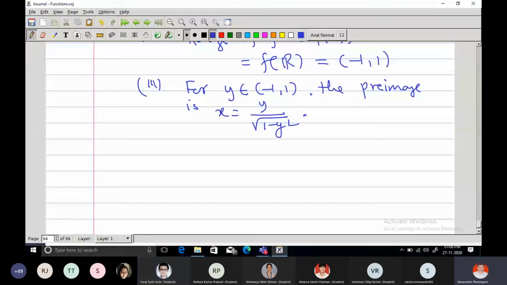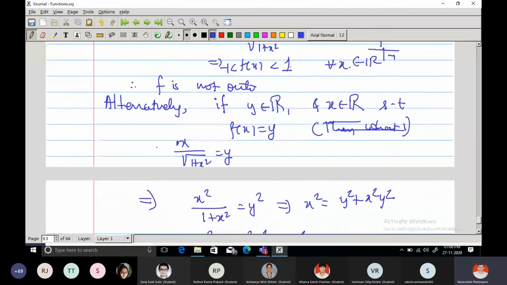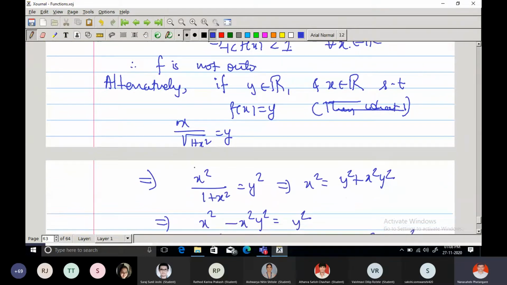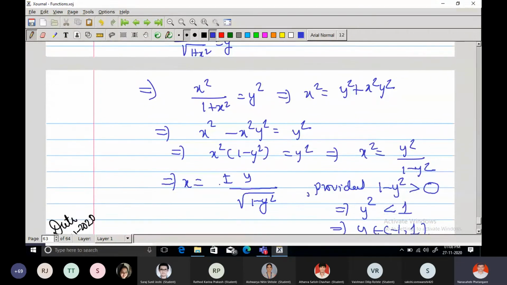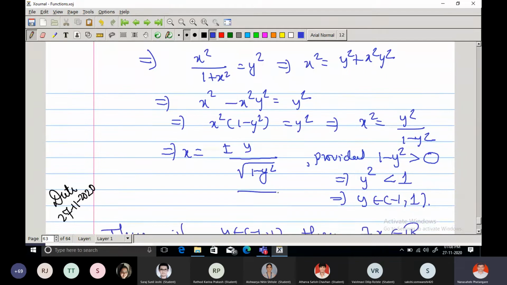Sir, how did we find the range of the function, which is the open interval -1 to 1? Okay, go back to yesterday's calculations. Suppose we selected any y from the codomain, and we wanted to find x in R such that f(x) is equal to y. In that process, we found x, which is the preimage of y, but that preimage is possible only if the denominator is well defined. When is the denominator well defined?